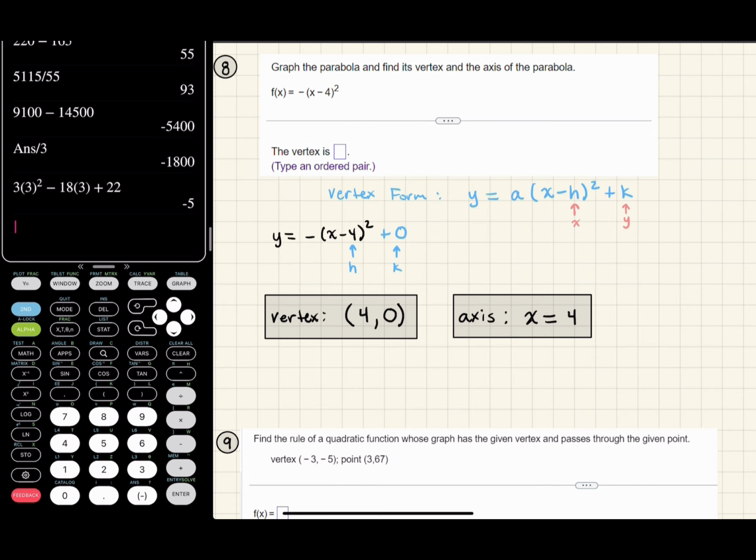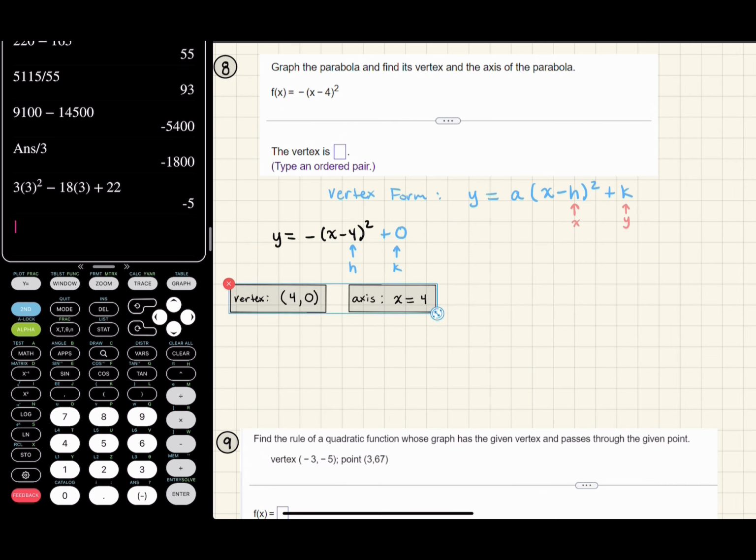Oh, and we're asked to graph it, so let me not forget about that. Can I make this smaller? Move that out of the way. So if we're going to graph this parabola, then we'll need to definitely plot the vertex, as well as maybe another point. So the vertex, let's see, 1, 2, 3, 4. The vertex is at 4, 0. So we go over 4 and up 0, which means the vertex is right there.